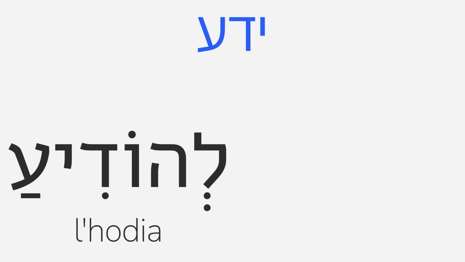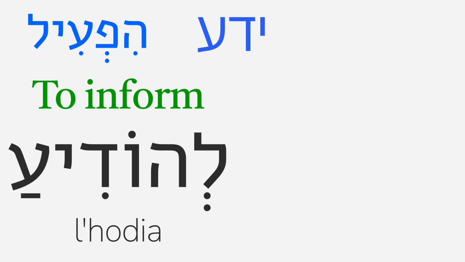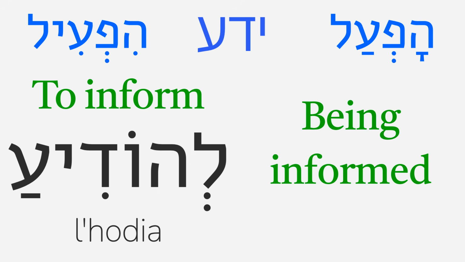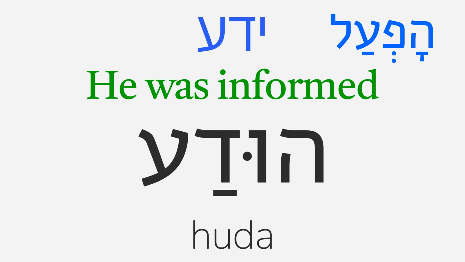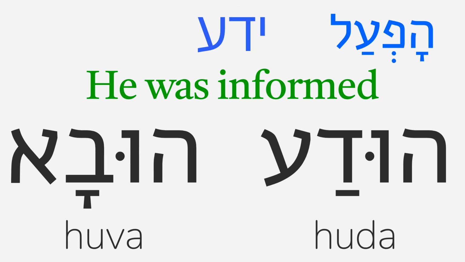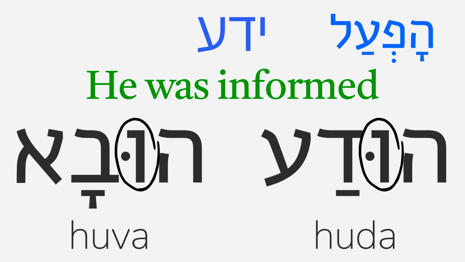Roots whose first root letter is yod, like yod dalet ain, will have this same irregularity in the Hofal binyan. The verb lehodia, from the root yod dalet ain, is a Hifil verb that means to inform. That means its Hofal counterpart will mean being informed. The past tense verb he was informed is huda, which has the same form as huva. Both verbs have removed a root letter, either a first yod or a second vav, and both have the vowel after the he prefix as a vav with shuruk that says u.